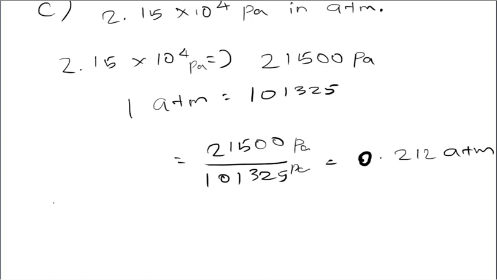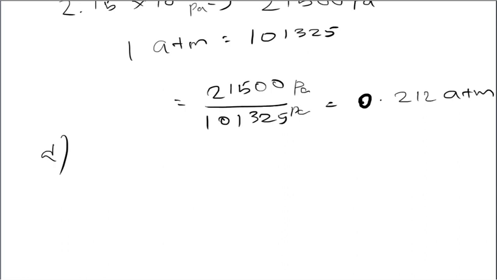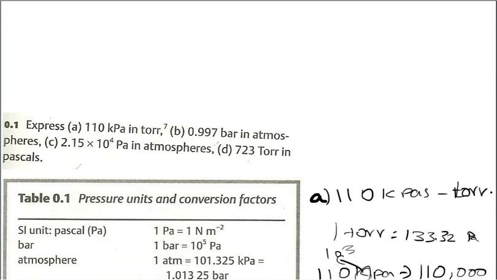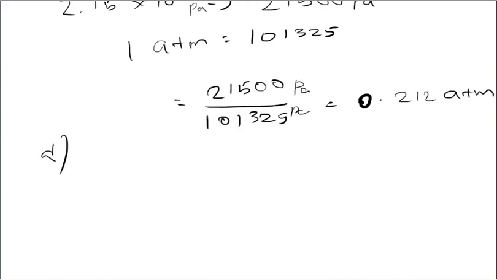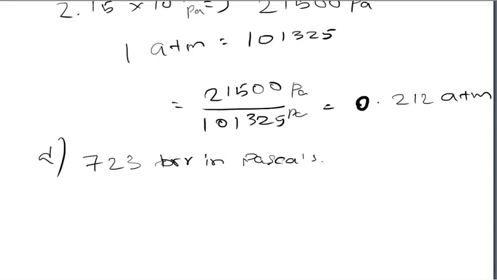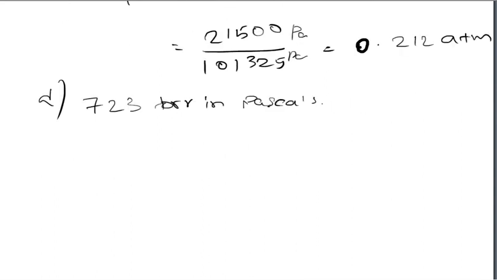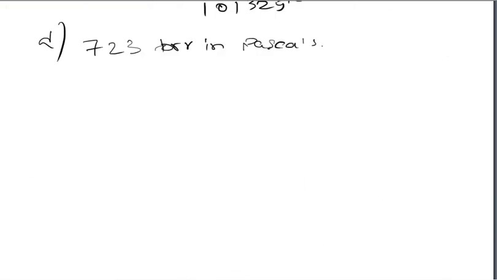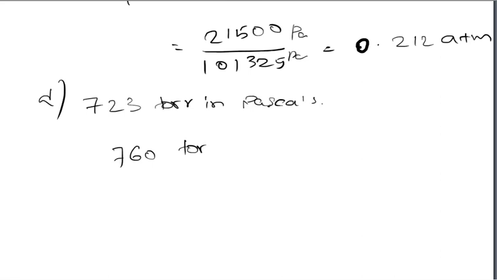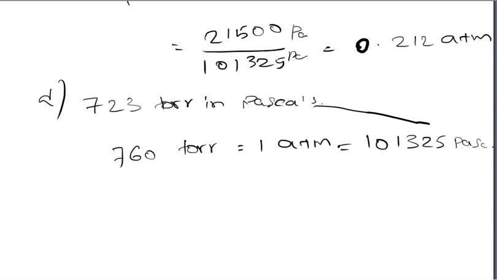Let's go for D now. D is given as 723 torr in pascals. Again, we're going to deal with pascals. What we generally deal with, we know that 760 torr is 1 ATM. We also know that 1 ATM is 101,325 pascals. So we need it in pascals, and we have arrived at where the pascal could be located. First we need to convert this into ATM.